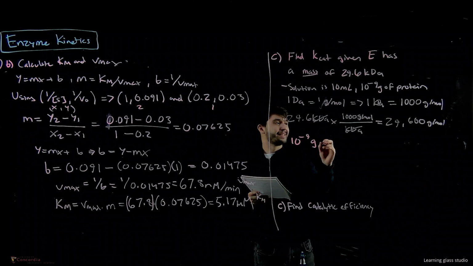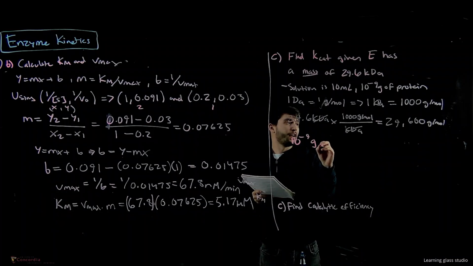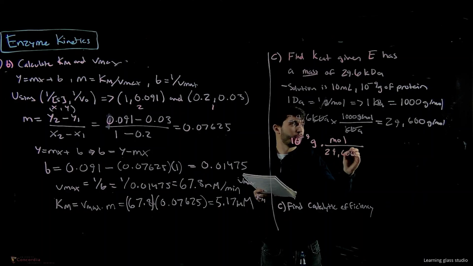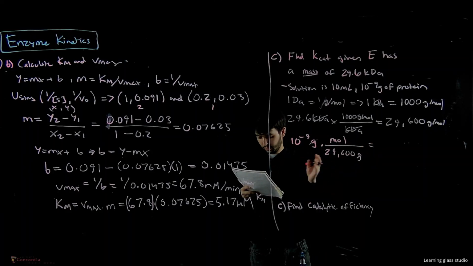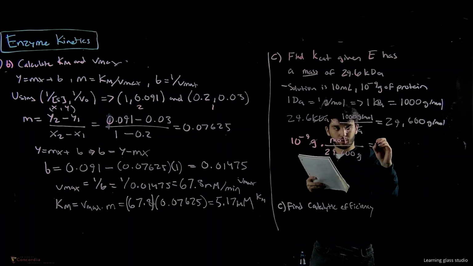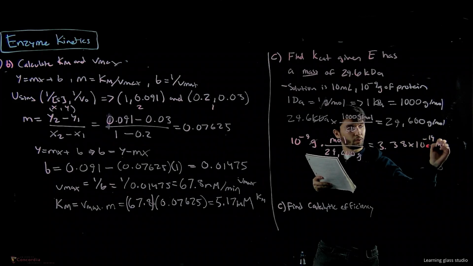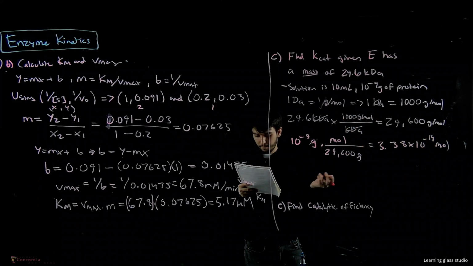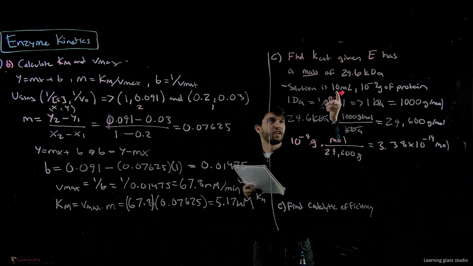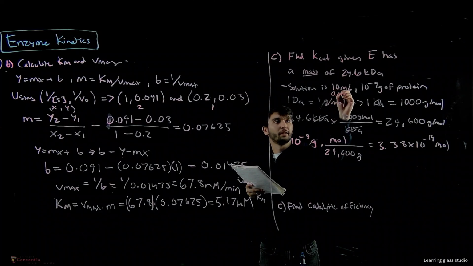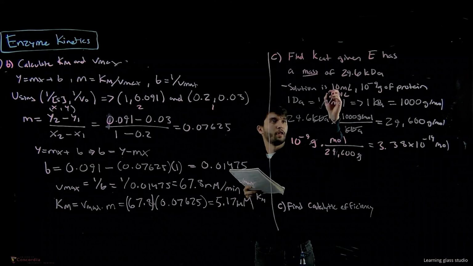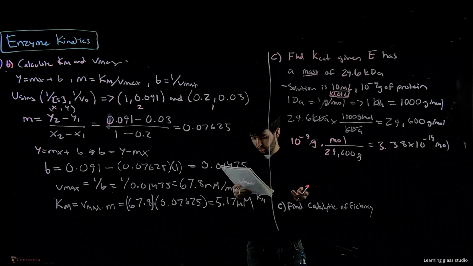Grams times in a mole, so we would divide by 29,600 grams. The grams cancel, and what we are left with is 3.38 times 10 to the minus 14 moles of protein. And we know our volume, 10 ml, is 0.01 liter. We know that just from a simple conversion.